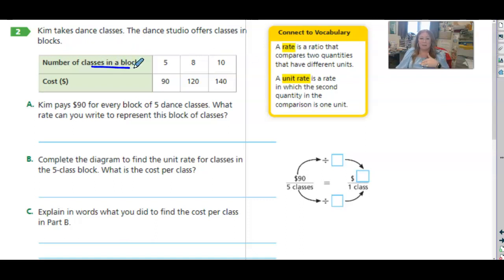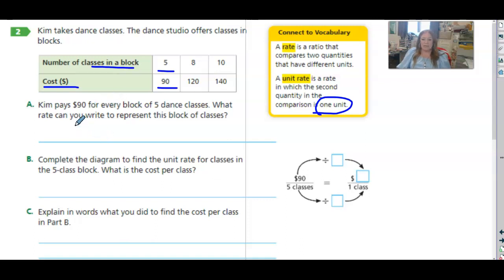So here we have the classes, here we have the money. We're making a ratio, but they're not marbles and marbles. We've got classes and money. And we're going to work on finding out how much one class costs, that unit rate. So Kim pays $90 for every 5 dance classes. What rate can you write to represent this block of classes?